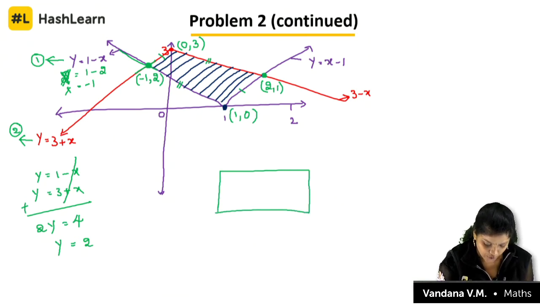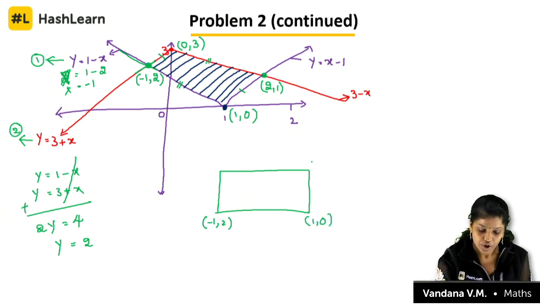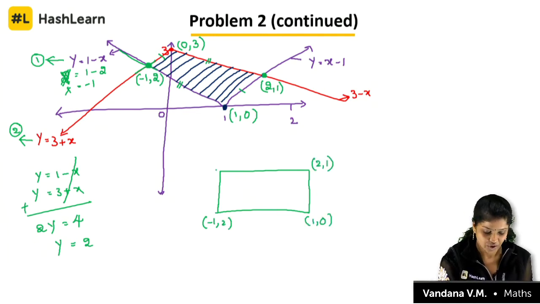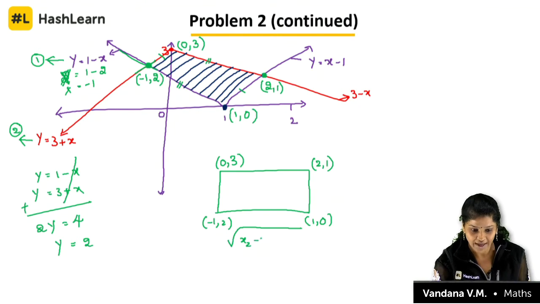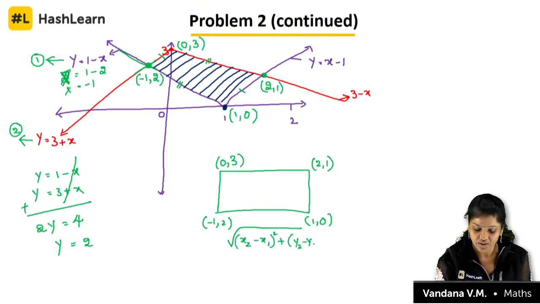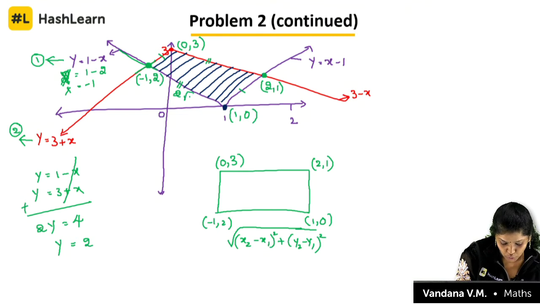When I know the points, how to find the distance? The points are (-1, 2), (1, 0). Use the distance formula. What is the distance formula? Square root of (x2 minus x1) whole square plus (y2 minus y1) whole square. If you apply it, you will get this distance as 2 root 2.